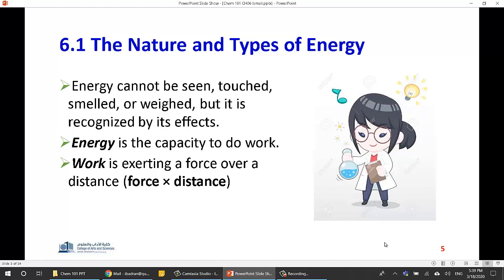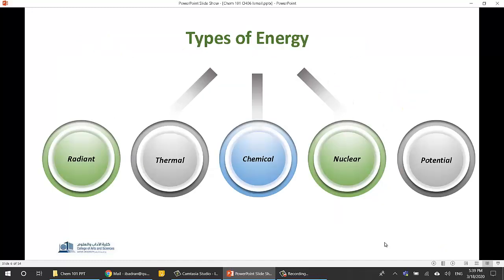Energy cannot be seen, touched, smelled, or weighed, but it's recognized by its effect. We know it exists because of its effect. The definition of energy in physics is the capacity to do work. And work is actually force times distance, as we learned in school. There are a couple different types of energy. There's radiant energy, thermal, chemical, nuclear, and there's also potential energy. And the one we are interested in this chapter is actually the potential energy that exists in molecules.